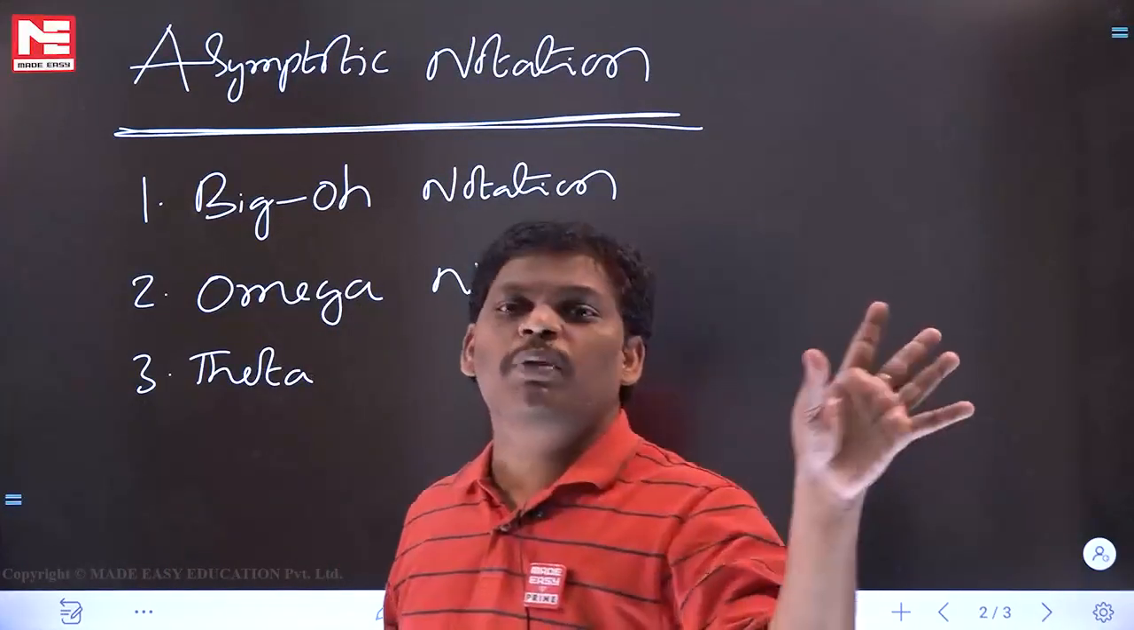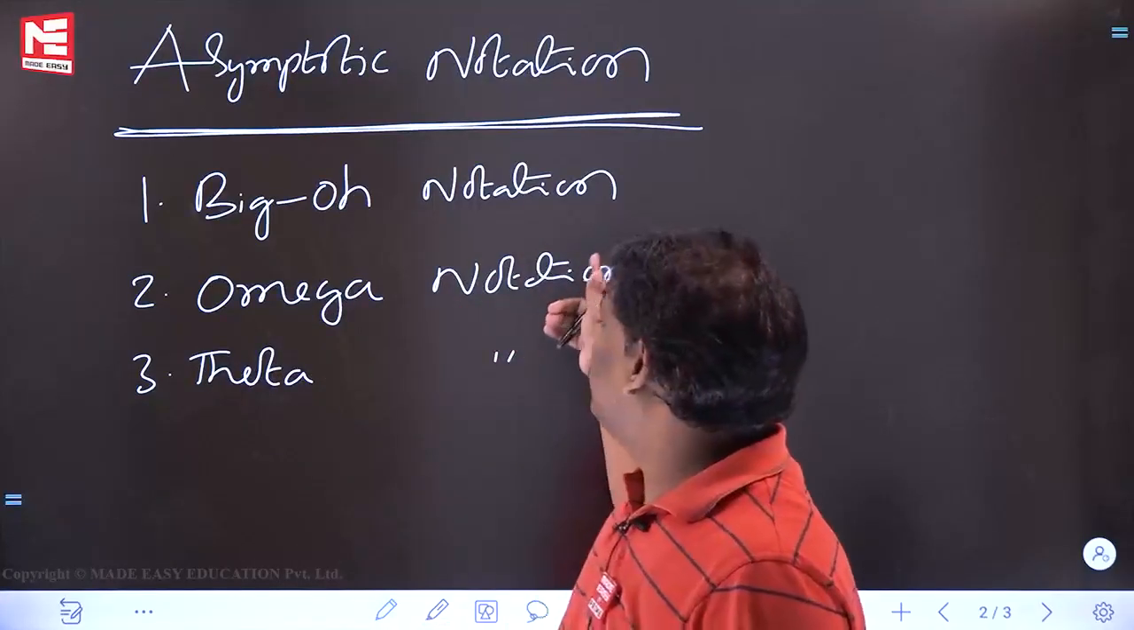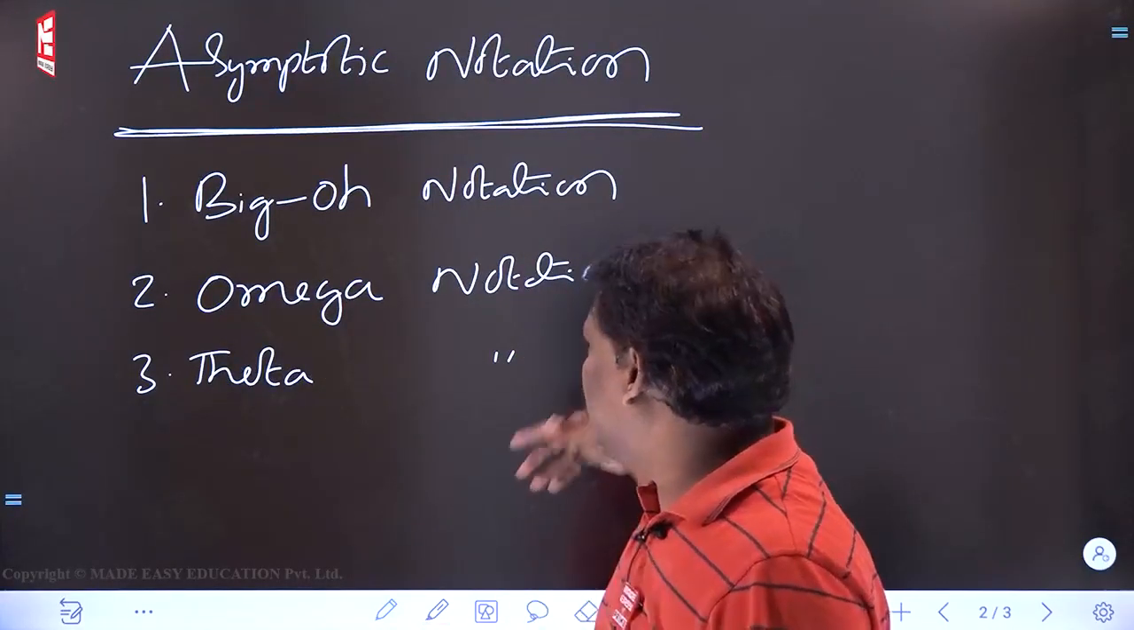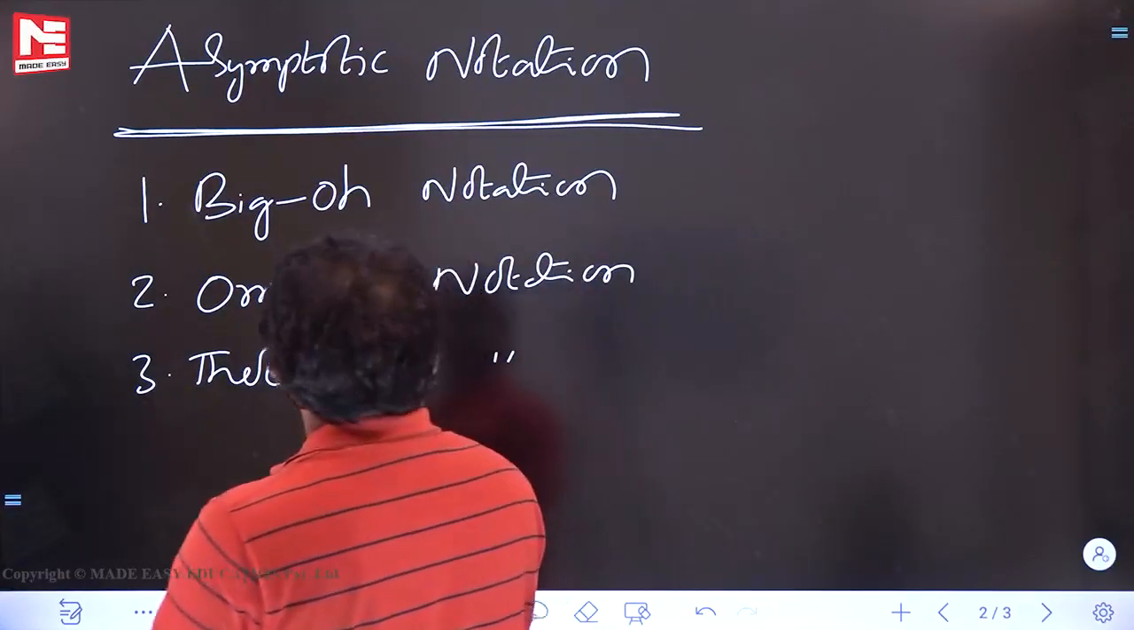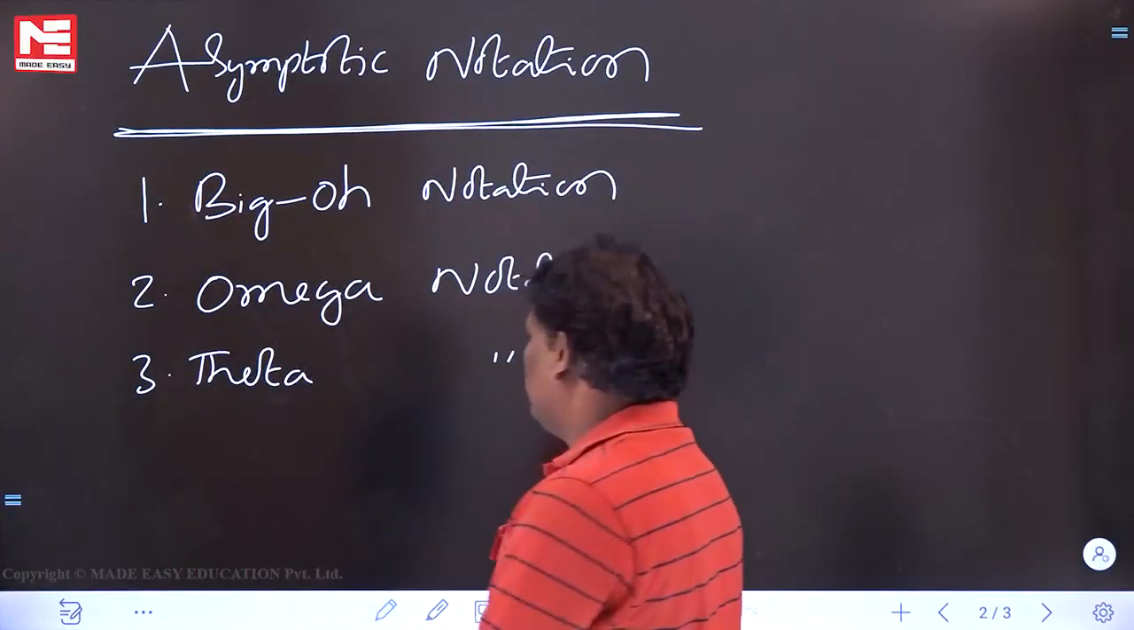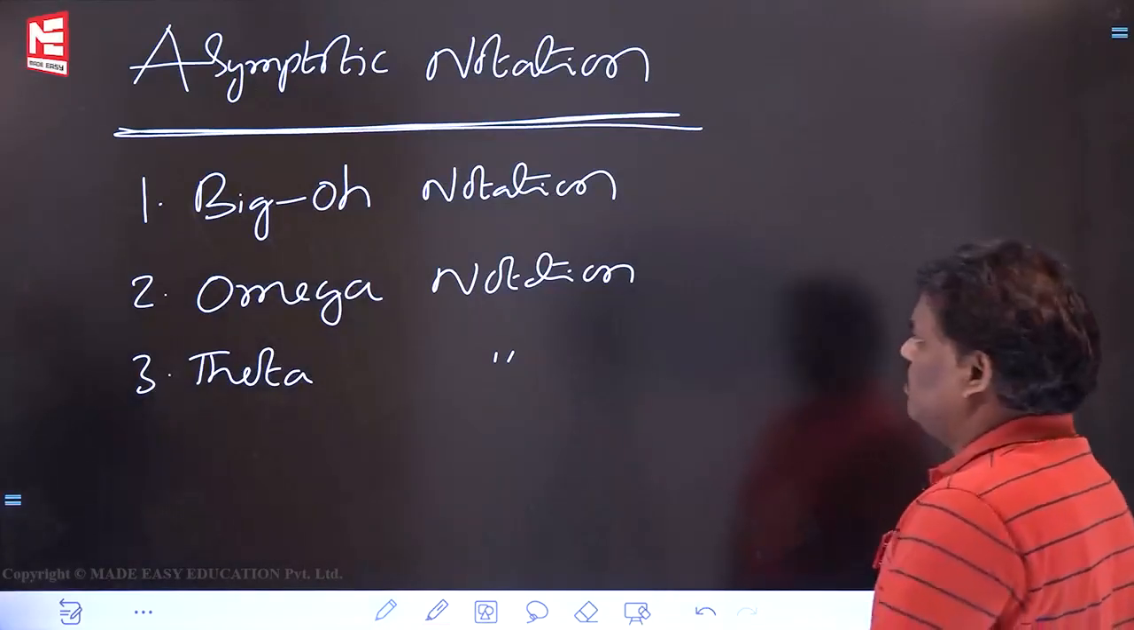Right? One nice topic I covered. One more nice topic is coming. That is called asymptotic notation, which internally contains big O, omega, theta. Let's see the asymptotic notation. Three things are there, you know very well. So let's see them one by one.